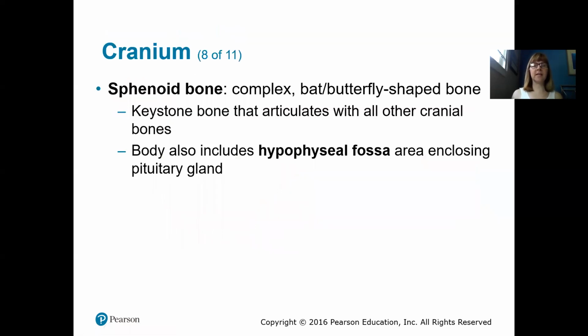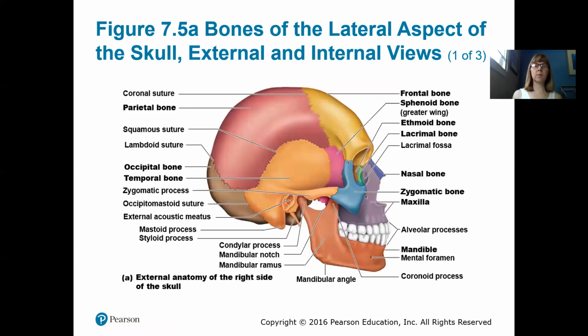Okay. Then the sphenoid bone is a really interesting bone because it's the one they call the keystone bone, because it actually articulates with all the other bones, but it's more internal. The other important thing about the sphenoid bone is that it has a little depression, or a fossa, that holds our pituitary gland, which is a very important gland that we'll get to when we get to the endocrine system. It has this little pocket that holds the pituitary gland.